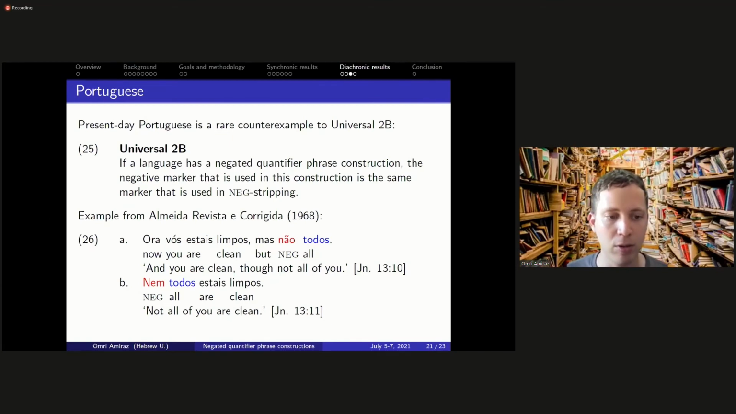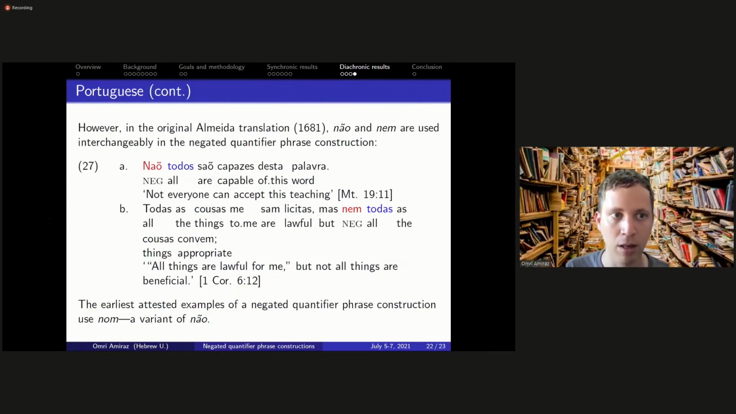But in a negated quantified phrase construction, we have nem todos. And nem, the basic meaning of nem is not even or neither, but in this case, it's obligatory in a negated quantified phrase construction. So we see that 2 different constructions are used. But in fact, if we go back to the original translation from the 17th century, from which the one we saw before was revised, we see that não and nem are used interchangeably in the negated quantified phrase construction. So we have both não todos and nem todas, used interchangeably.